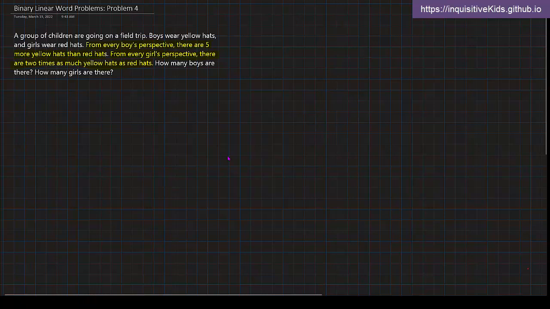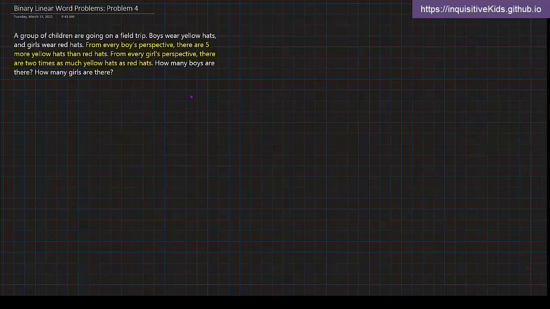So from every boy's perspective, there are 5 more yellow hats than red hats. So it's saying that from every boy's perspective, there are 5 more girls than boys. And from every girl's perspective, again, the girls cannot see their own hat color, there are 2 times as many yellow hats as red hats. Okay, 2 pieces of information, 2 sentences, and we're going to start writing our equations.